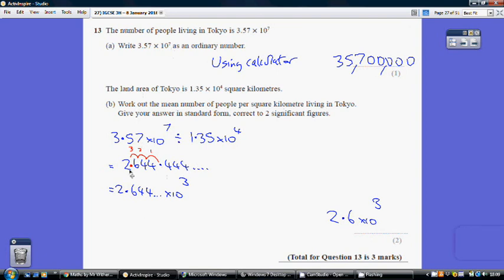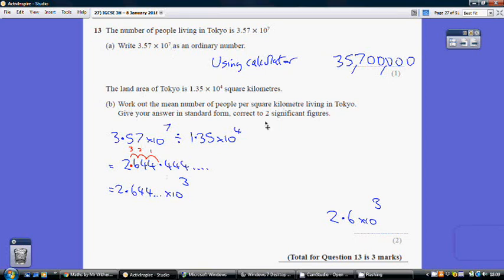This gives us 2,644.444 recurring. Now remember, we've then got to convert this into standard form. Remember, in standard form, rule 1 is that the first number is between 1 and 10. So we're going to need the decimal point to be between the 2 and the 6. How many places has the decimal point hopped along? 1, 2, 3. So that's 2.644 times 10 to the 3.